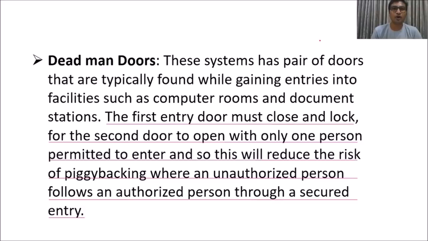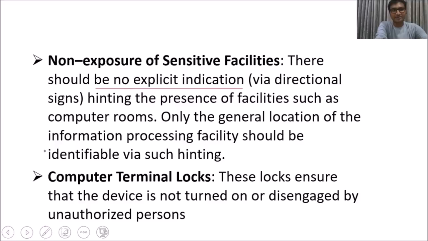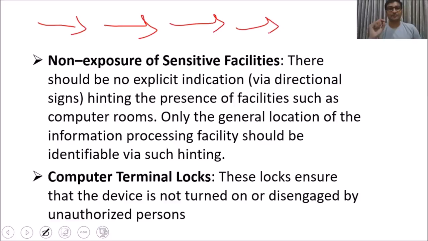Okay. Next, non-exposure of sensitive facilities. Now the meaning of this point is damn simple. You should not have, look at the video very well, an exclusive sign like this on the wall, like server room, server room, server room. If you have such signs on the walls, even a person who doesn't belong to your organization or who is not authorized to enter a sensitive area can follow these directions and reach the secured area. So for non-exposure of sensitive facilities, such arrows or signs should not be on the wall. Please underline: there should be no explicit indication hinting at the presence of facilities such as computer rooms.